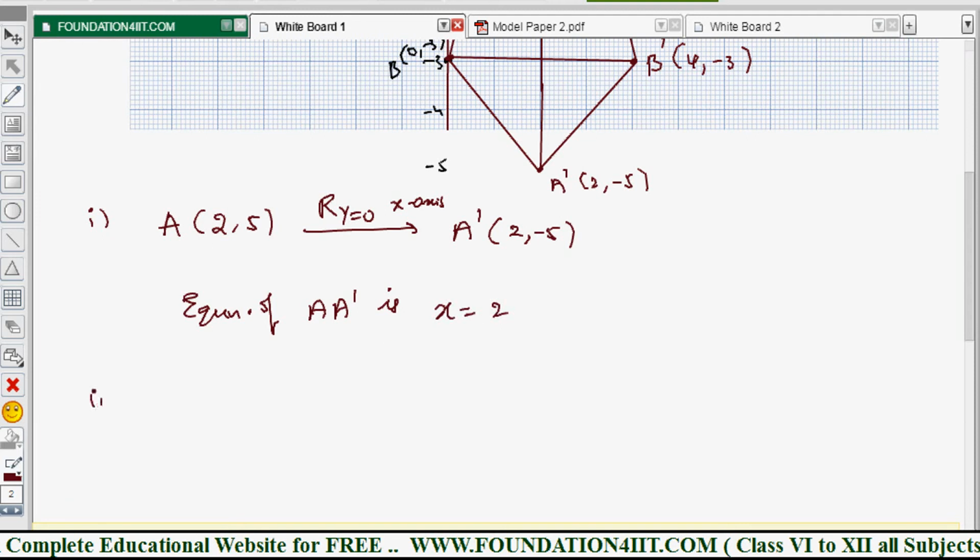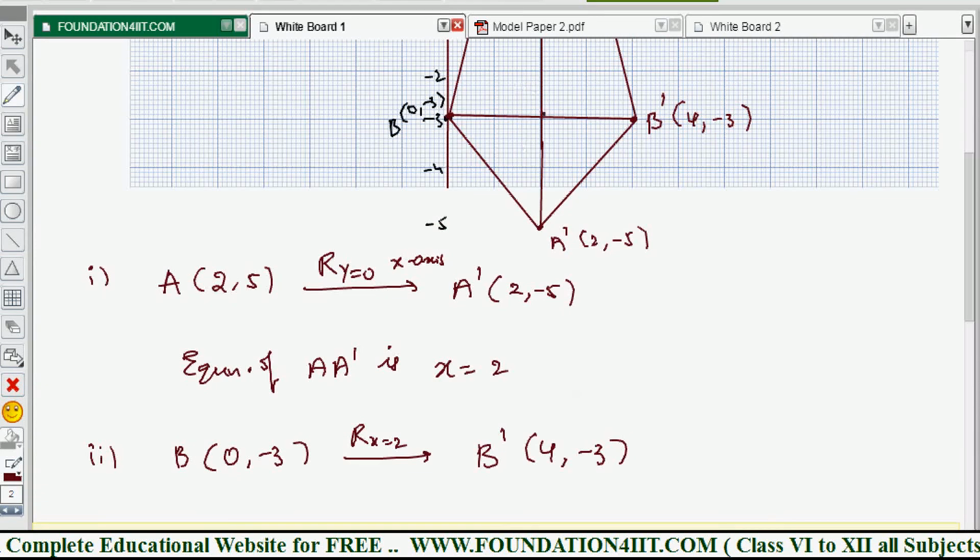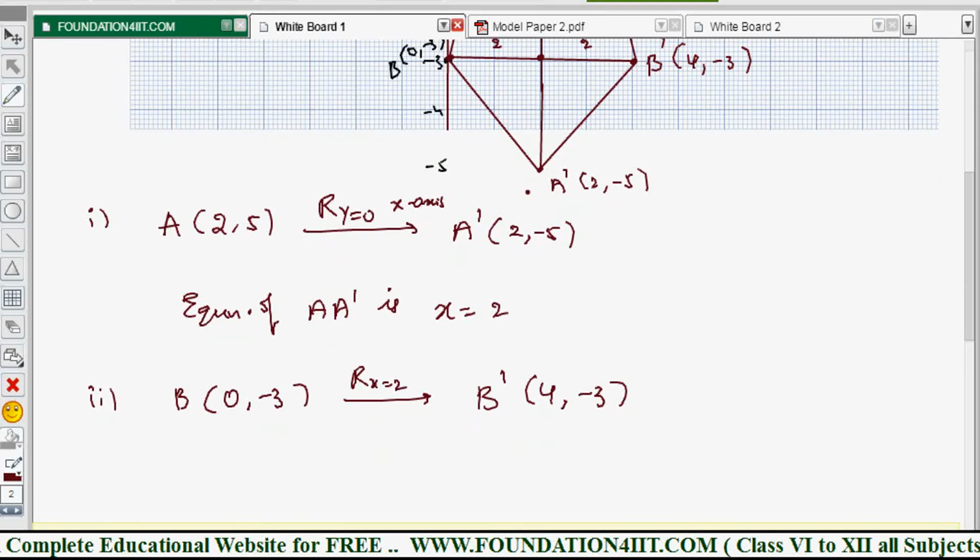And the second one is B(0, -3), that is reflection on x = 2. Then B' is (4, -3). 2 steps, 2 plus 2, so 4 steps you should take. So (4, -3), the x value moves 4 positions. That means this is the point. It is 2 units, 2 units, total 4 units.